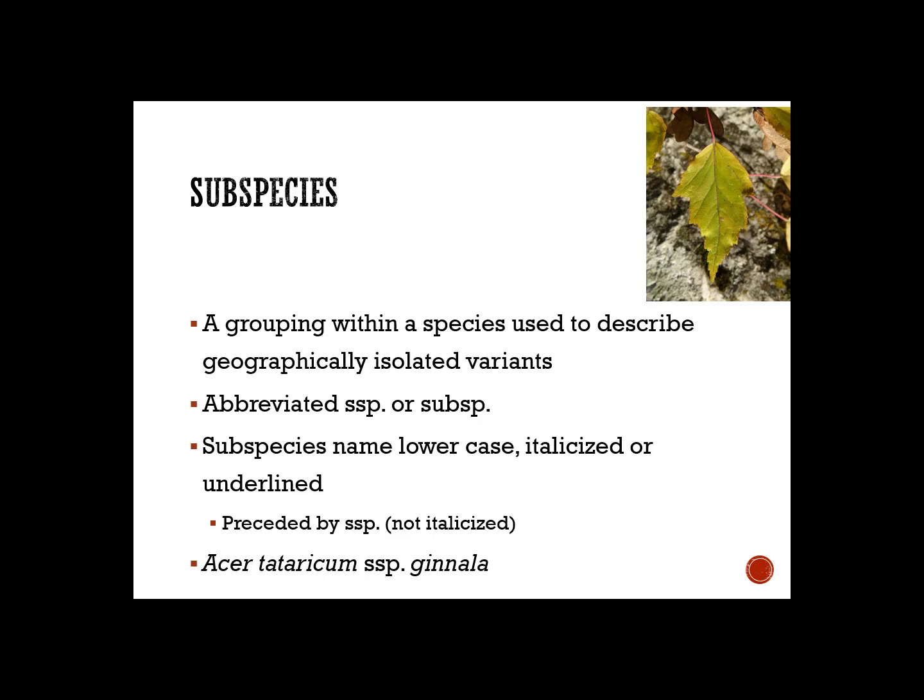Subspecies are a grouping within the species that are geographically isolated. They're abbreviated with SSP or SUBSP. Usually in the Plant ID class we prefer SSP, but either would be correct. Subspecies name is lowercase, italicized or underlined. It's preceded by the abbreviation SSP, and in this case we've got Acer tetericum subspecies Janella, and you can see the subspecies is not italicized. All the other parts of the name are.